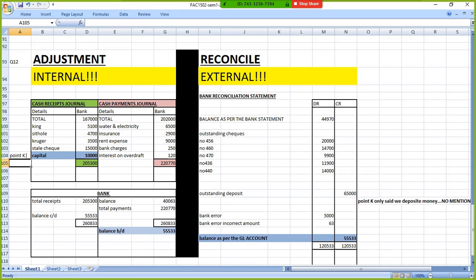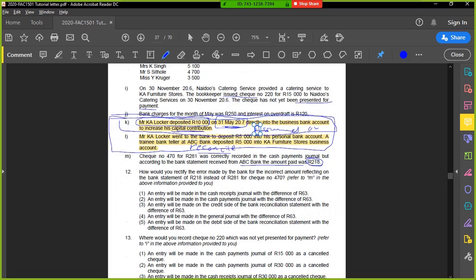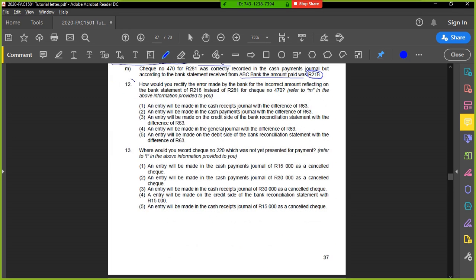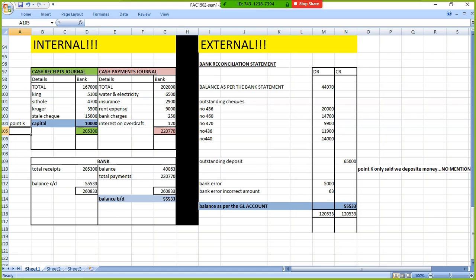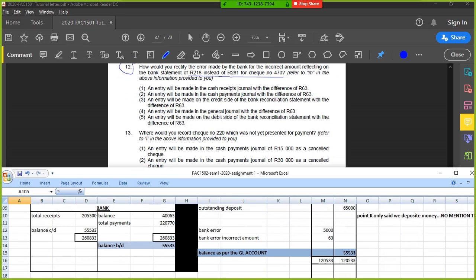All right, I'll show you one more example. There's one in last year's paper. It's a shorter one, not as long as this one. Let's just answer the questions. We're going to go pick answers now. Okay, so number 12. How would you rectify the error made by the bank for the incorrect amount reflecting in the bank statement of that one? Okay, so our answer, let's go back. Let's shrink it. It was here, there.